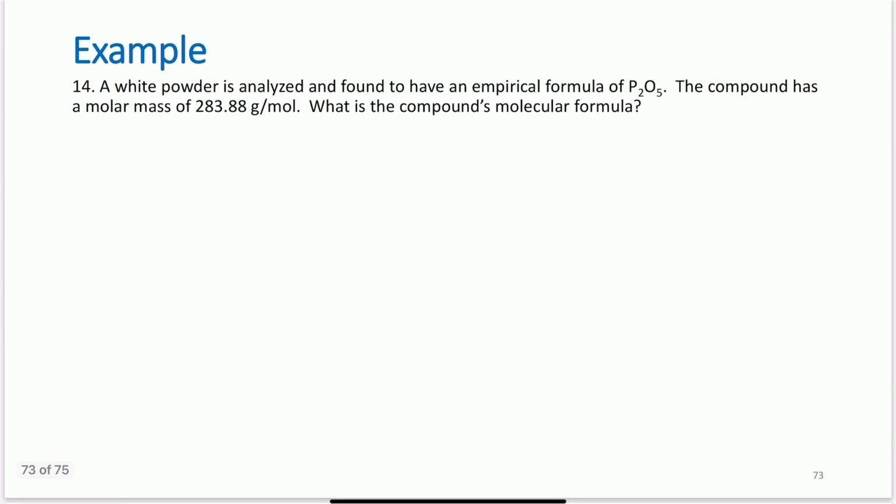A whey powder is analyzed and found to have an empirical formula of P2O5. The compound has a molar mass of 283.88 grams per mole. What is the compound's molecular formula?